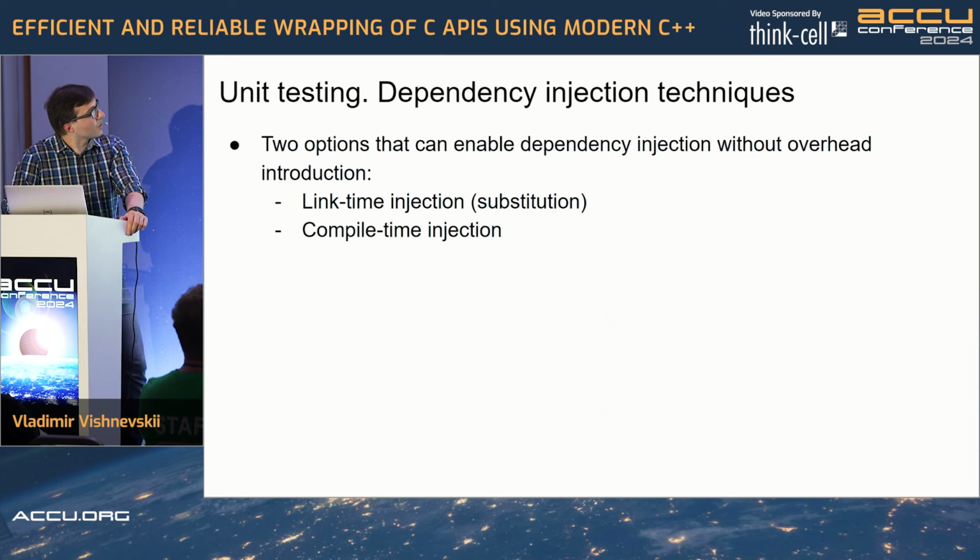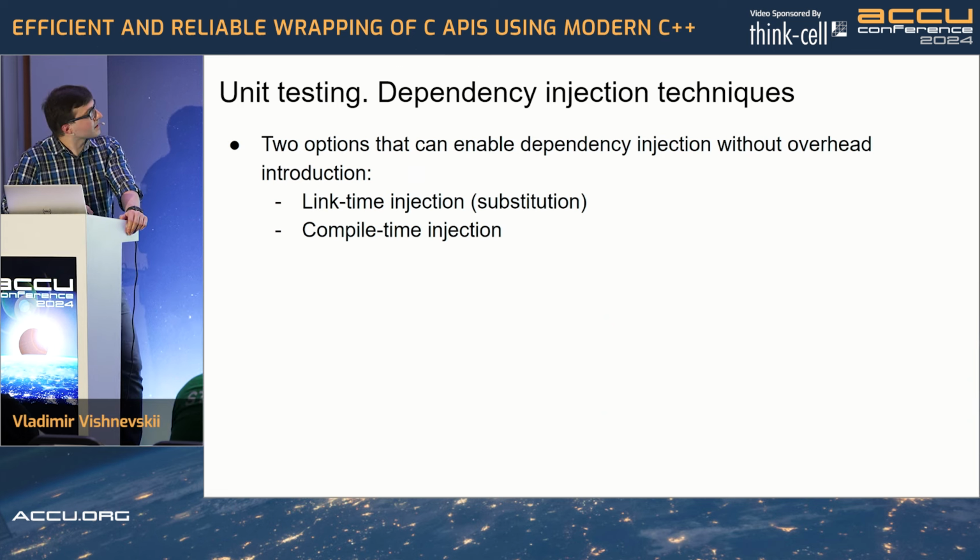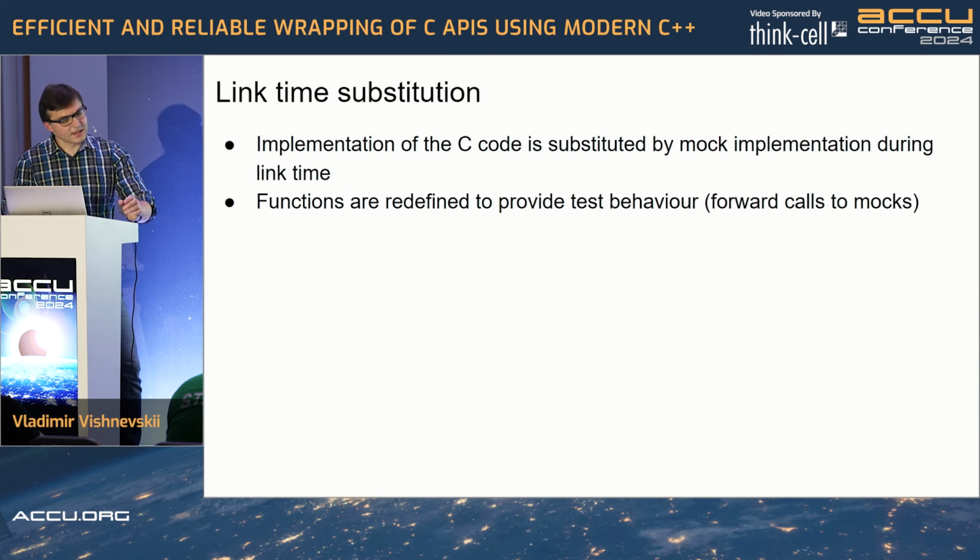In fact, we have only two options that will not have runtime overhead. We can use link time injection, or link time substitution. This is a quite well-known technique, I think used for a while, even for C code. And we can also have compile time injection. For link time injection, the idea is that we take the dependency framework that we wrap and substitute its implementation with the test implementation.